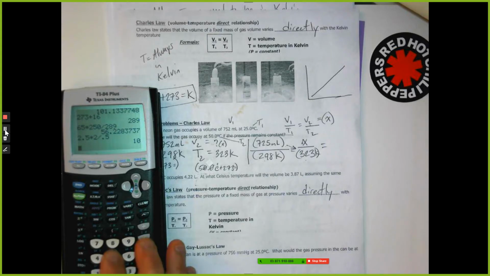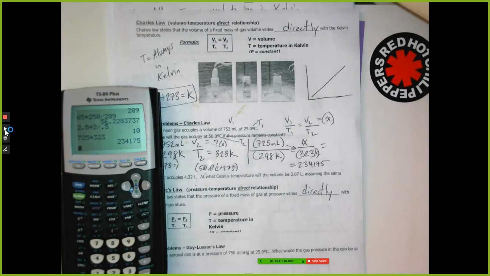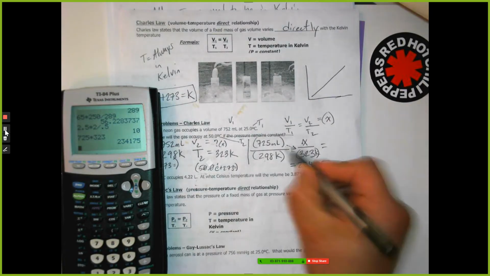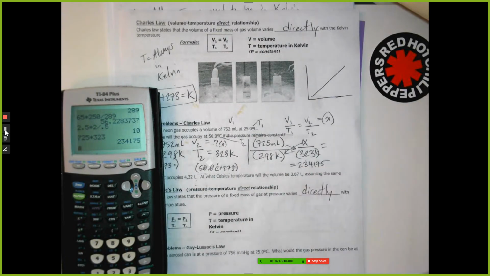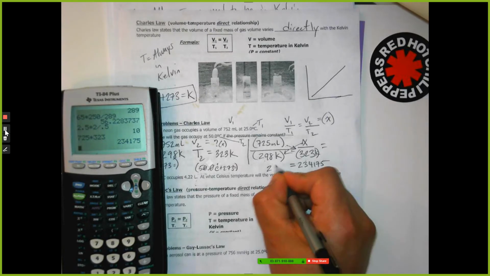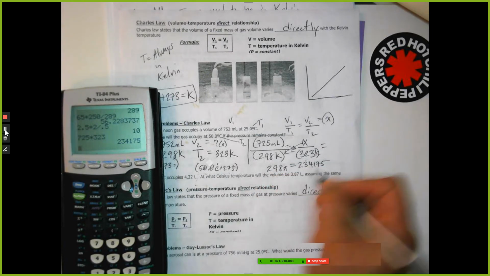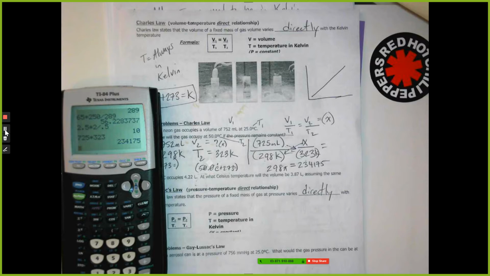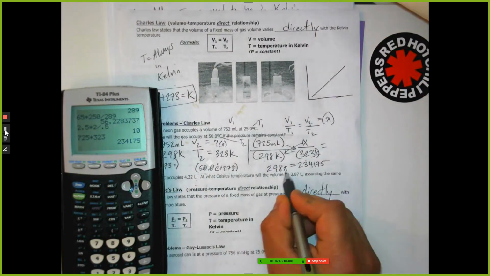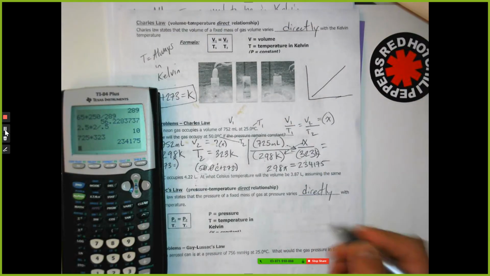So did I say 725 times 323? That gives me that. And then I'm going to go ahead and cross multiply the x to the 298, and that's going to give me 298x. I'm just going to ignore the units for now. And then to get x by itself, as you know, you're going to divide both sides by 298, and that will give me my answer.